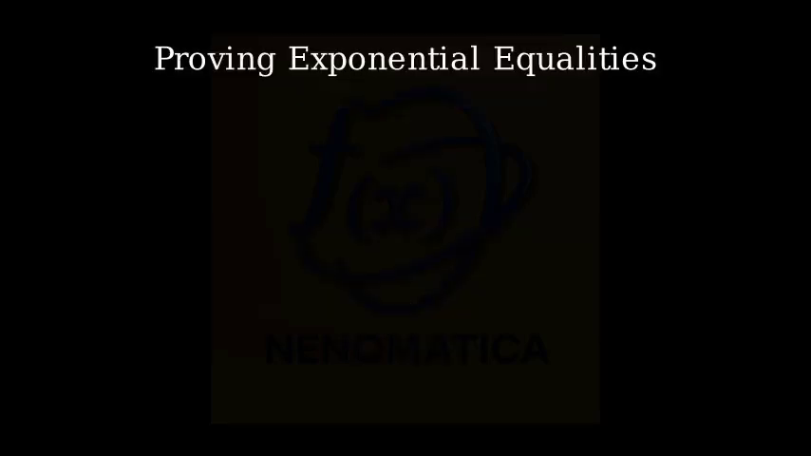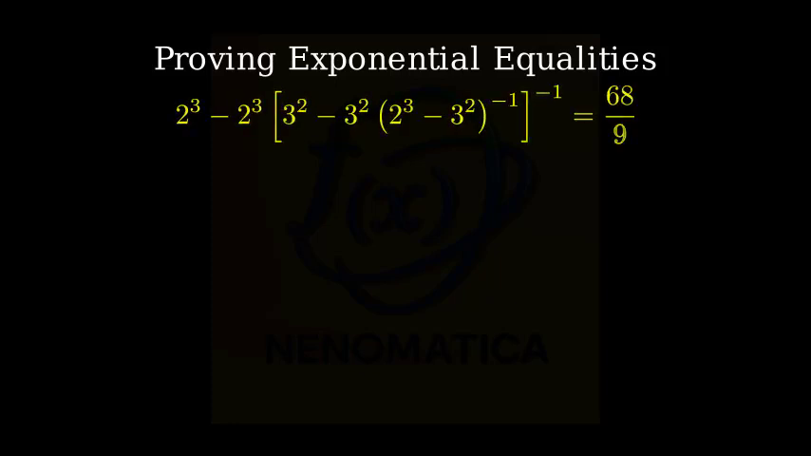Let's look at the given expression and solve it systematically. Here's our expression. We need to find the value of 2 to the power of 3 minus 2 to the power of 3 times the square bracket containing 3 squared minus 3 squared times the bracket 2 to the power of 3 minus 3 squared to the power of negative 1 to the power of negative 1. We know from the given information that this expression equals 68 over 9.